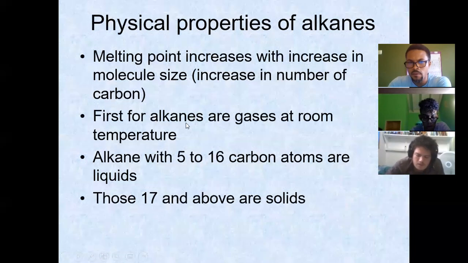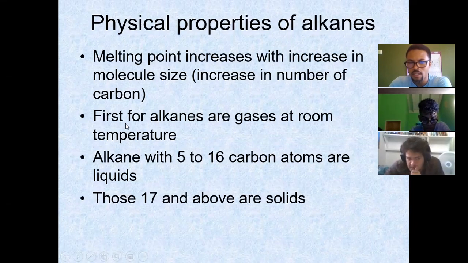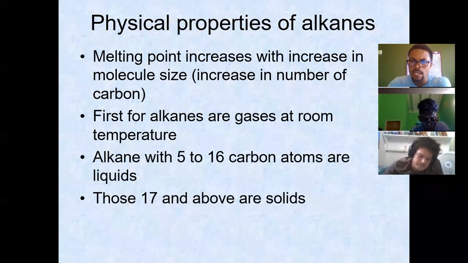First for alkanes, the first four, it should have been four: 1, 2, 3, and 4, which is methane to butane. They are gases at room temperature. From 5 to 16, they are liquids at room temperature. And those that are 17 and above are solids. These are hydrocarbons that are alkanes.